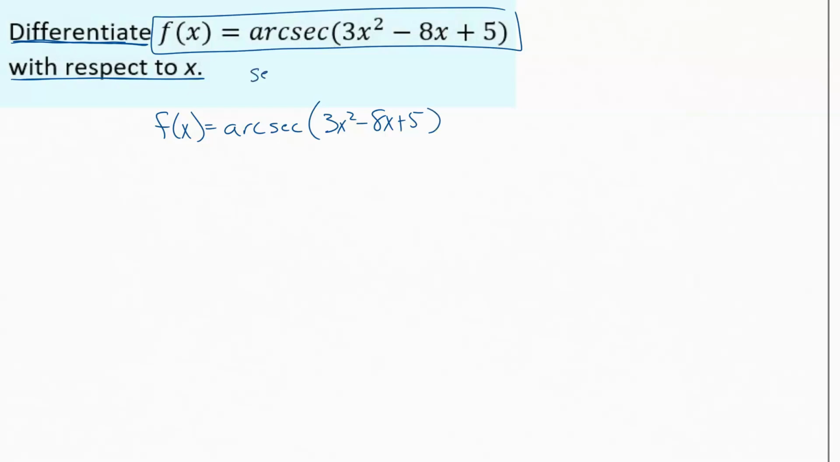This also, some people will use secant inverse. They're the exact same thing. Arcsecant, secant inverse. It really always depends upon where you go to school and what your teacher uses, which one you'll see. But they're interchangeable. So no matter which one you get, this is the method that you want to use.